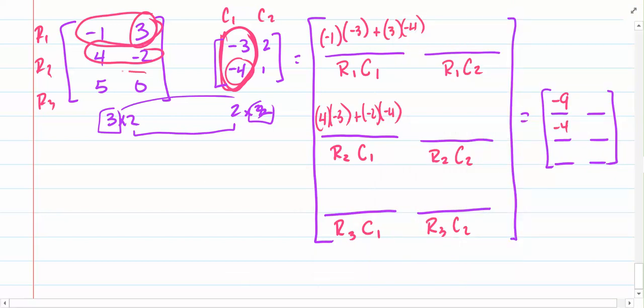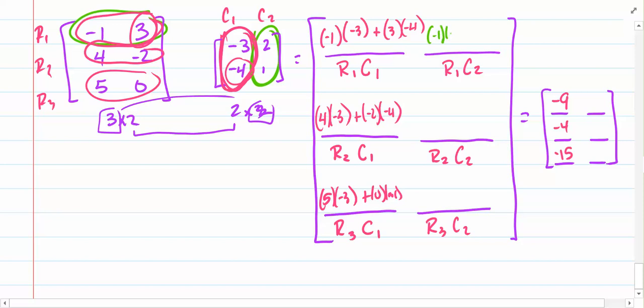Okay, then I'm going to do row 3 with column 1. So it's going to be 5 times -3 plus 0 times who cares, right? So what's 5 times -3? -15. You guys catching on to this? It's kind of funky, right? You love it. Okay, let's go to row 1, column 2. I'll use green. So this is going to be -1 times 2 plus 3 times 1. That's 3 minus 2, which is 1.